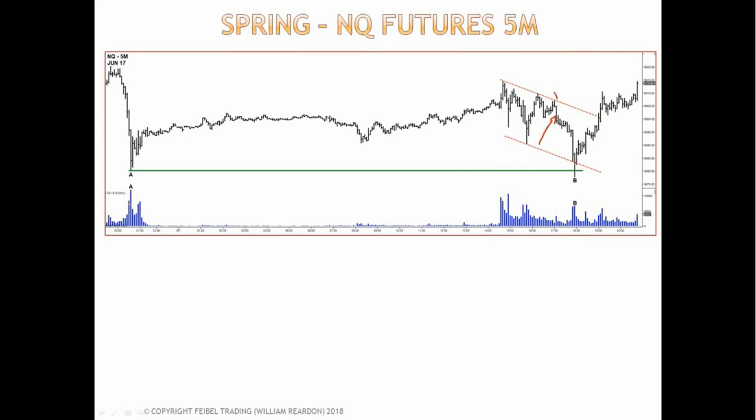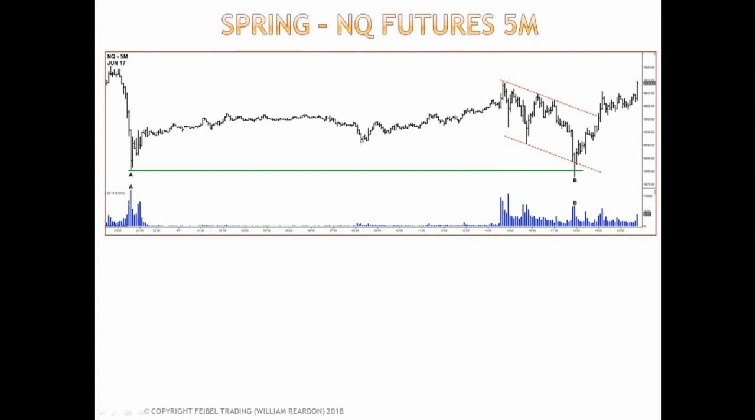We test the supply line and we get good selling with a spike in volume. And yes, we break this support. However, these bars here are very narrow spread and we're struggling to go down. What do we notice? There is no volume. So volume has declined. It depletes. We slowly drift down after we see good supply.